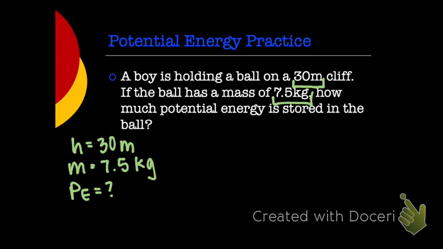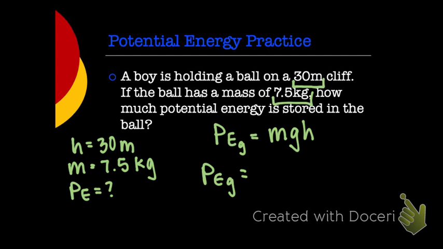My equation for potential energy of gravity is mgh. Do I need to get the g variable? Does that come from my question? What's g always equal to? Always 9.8. As long as we're on the surface of the earth, it's equal to 9.8. Okay, so I'm solving for potential energy. My mass is equal to 7.5. G, we said, is equal to 9.8, and my height is equal to 30. Okay, so now it's really simple algebra. All we have to do is multiply those things together.